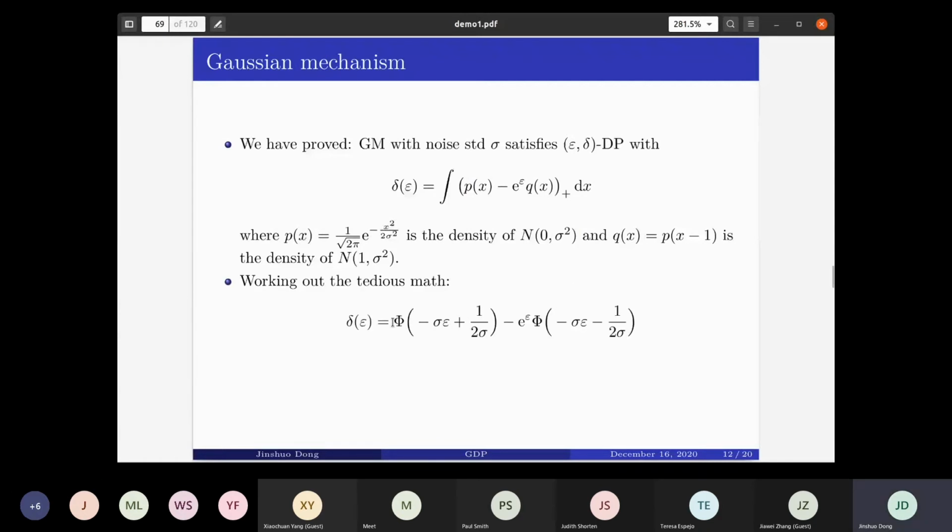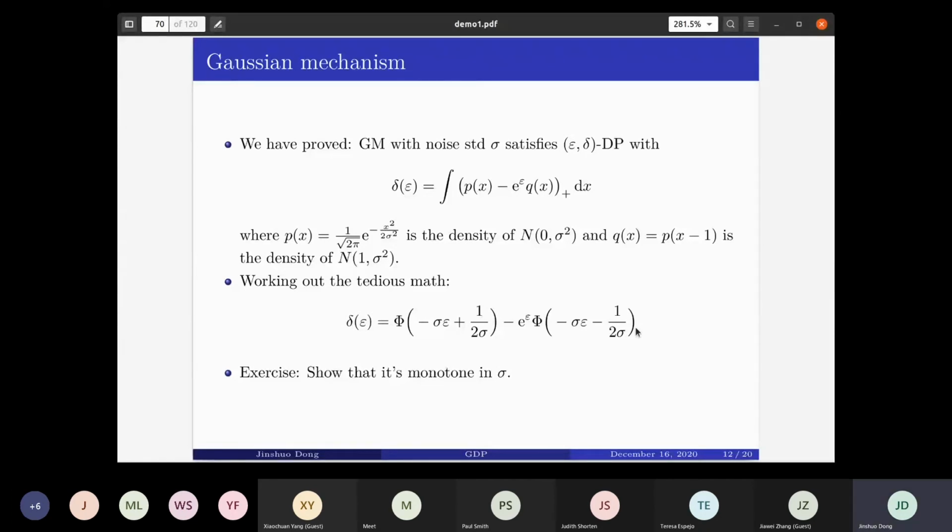Working out the tedious math, we have this thing, where capital Phi is the normal CDF. Not too bad, but it's still quite an expression. If you're interested, you can try to show that it's monotone in sigma, which shows that if you add more noise, you should have stronger privacy. So as sigma increases, delta decreases. It's not obvious from this expression, but if you want a simple proof, there is one in our paper. So that's it for the Gaussian mechanism.